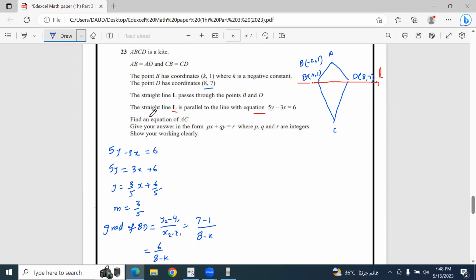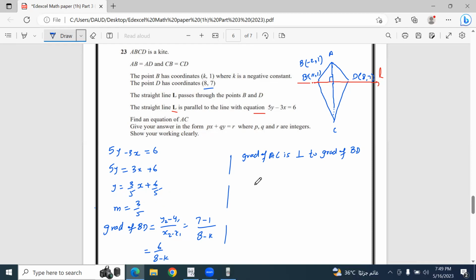After this, find an equation of AC. So we need the gradient of AC. Remember that the line AC is perpendicular to BD. It is perpendicular here. If it is perpendicular, then we can say that the gradient of AC is perpendicular to the gradient of BD. Fine.